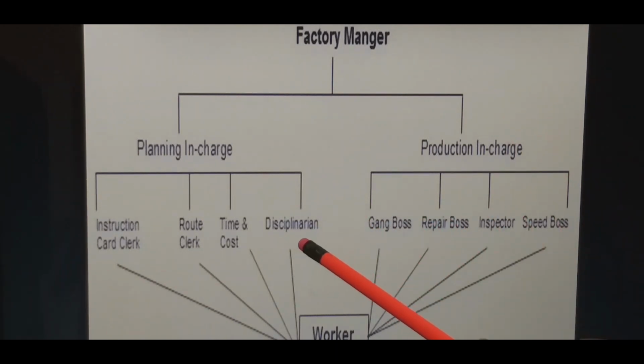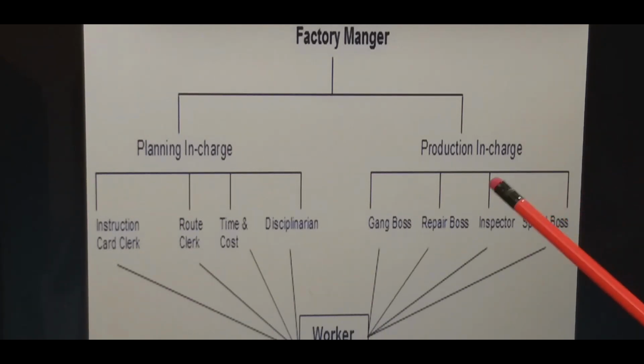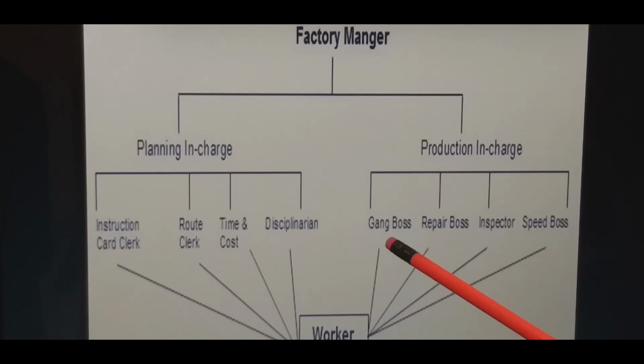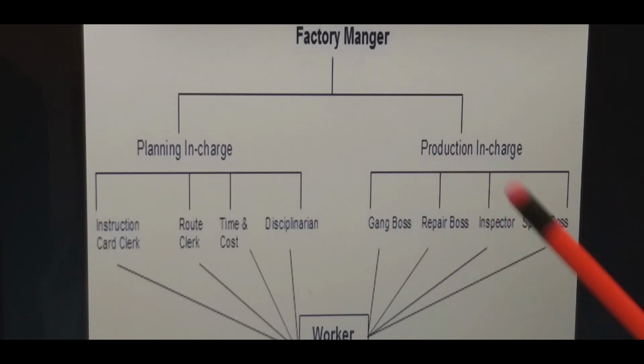Next is disciplinarian. His function is to ensure discipline in the work. He has to see that proper discipline is there when the work is being done. Then coming to the next one, that is under production department, you can see 4 foremen. That is, first one is gang boss. Gang boss work is to see that all the required resources are available for the workers so that they can continue with their production work.